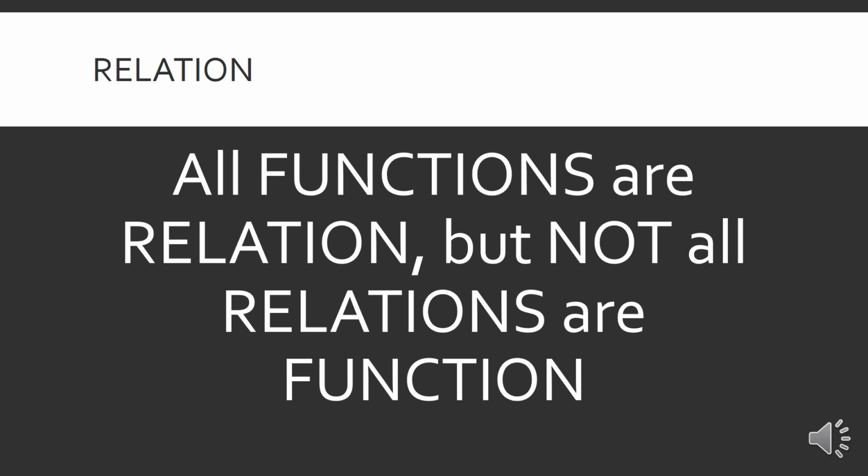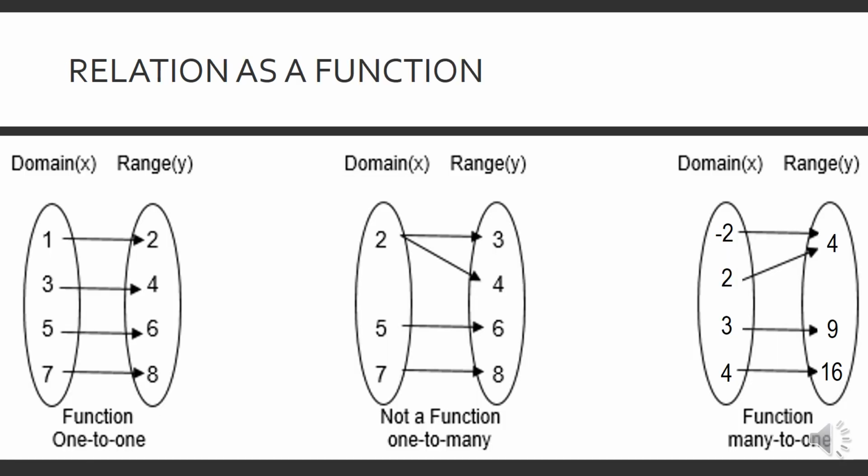All functions are relations, but not all relations are functions. Example: the domain contains 1, 3, 5, and 7, while the range contains 2, 4, 6, and 8. So this relation is considered to be a function.